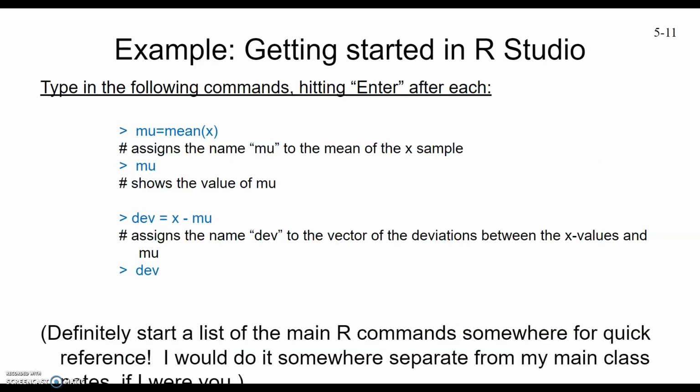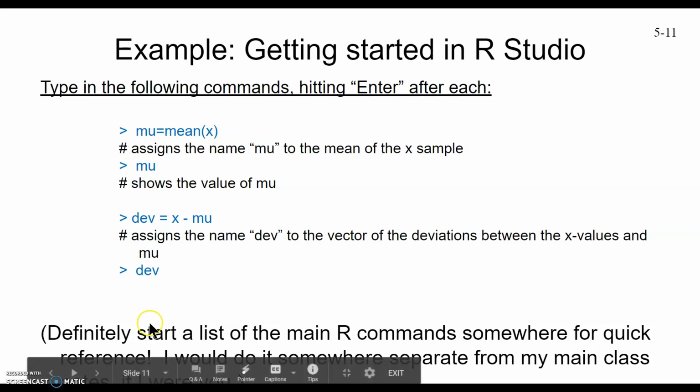All right, if you type in these commands, hitting enter after each one. So mu, I'm naming mu equal to the mean of x. So I'm assigning the name mu to the mean of the x sample. And then if you type the code mu, it'll show that value of mu, right? The mean for that data set.